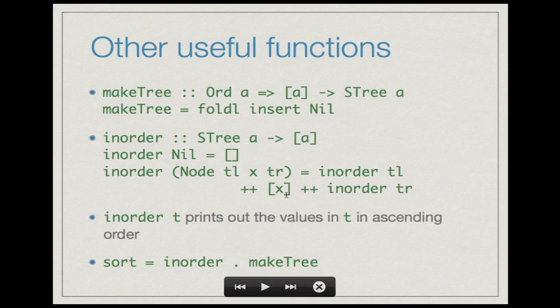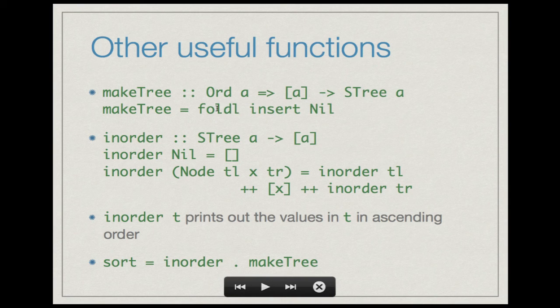Here are some other useful functions. Make tree, which makes a tree from a list of elements. The signature is Ord a implies list a arrow S tree a. Make tree is nothing but foldl insert nil.